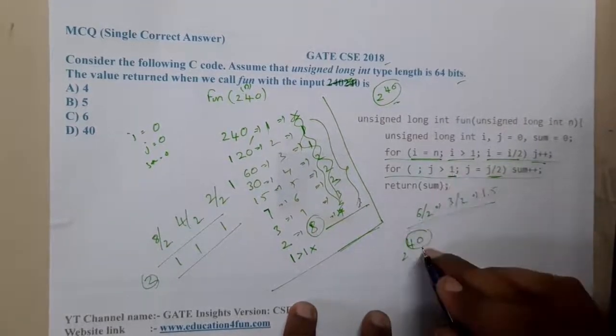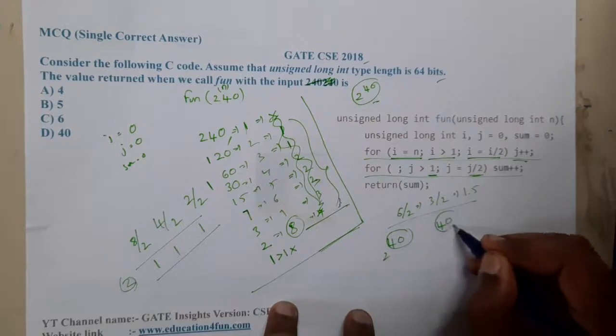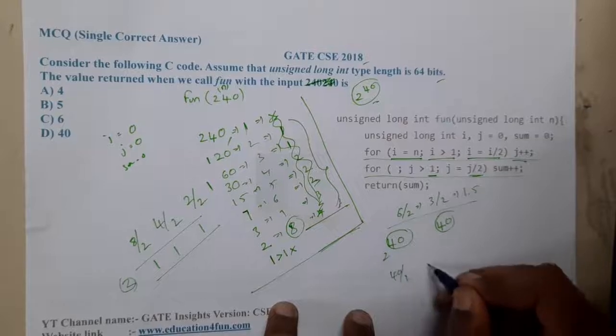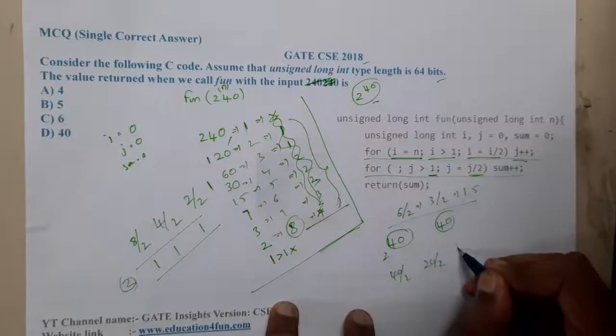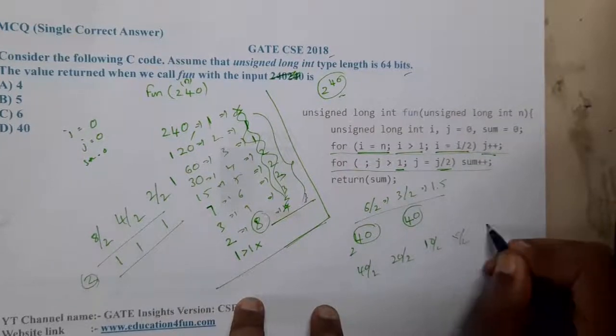So how many times will it divide by 2, guys? It will divide exactly 40 times, right? So after that again we need to do 40 by 2. So 40 by 2 is nothing but 20. 20 by 2 is 10. 10 by 2 is 5. 5 by 2 is 2. 2 by 2 is 1.